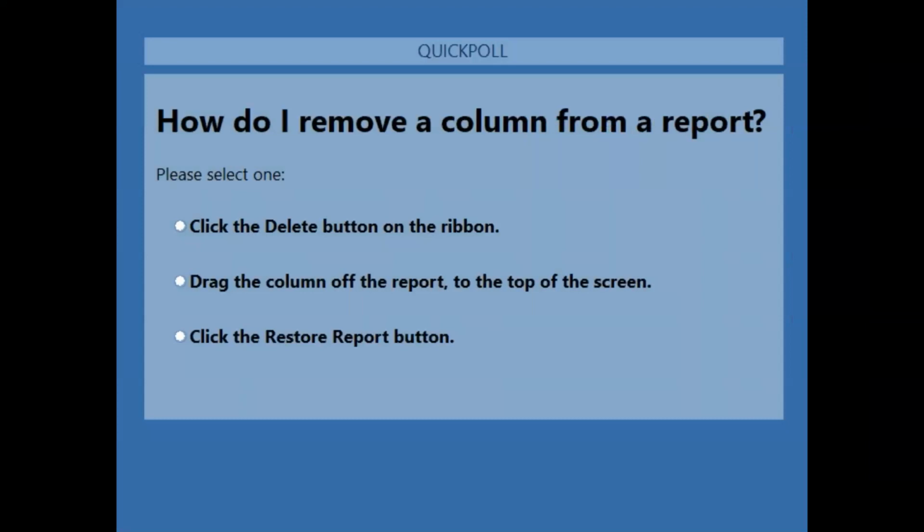Okay, on to question 2. So now whizzing on to reports. As you know, you can manipulate the data in a report. So the question is, how do I remove a column from a report? Do I click the delete button on the ribbon? Do I drag the column heading off the report to the top of the screen, or do I click restore report? How do I remove a column from a report?